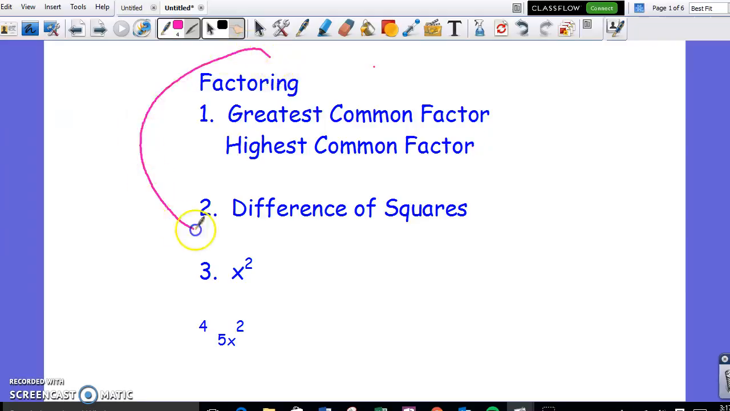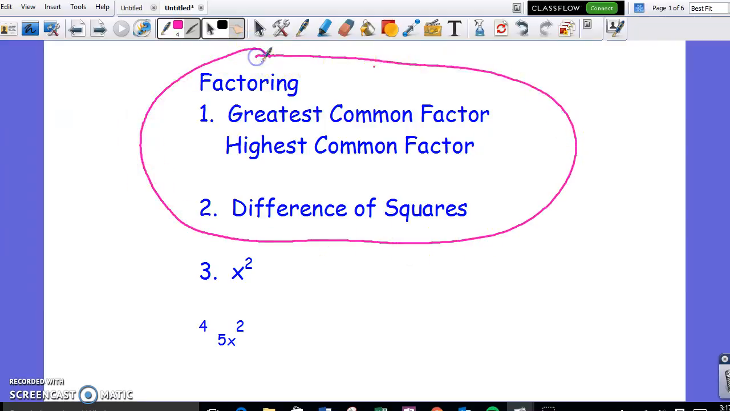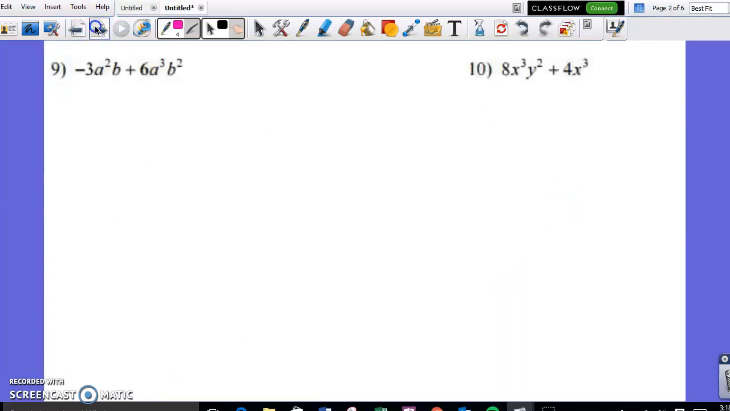We have only gone over the first two steps, which is to look to see if there's a GCF and then the difference of squares. The next two steps we're going to go over are whenever the first term in the polynomial is x squared, which means there's only a 1 in front of it, and also when it's greater than 1. We're going to be doing that later on this week.